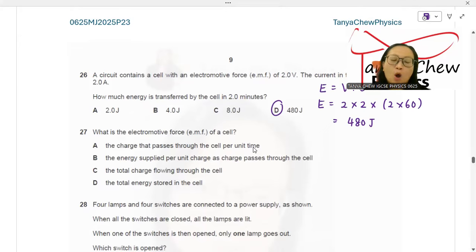Number 27. What is the electromotive force of a cell? A, the charge that passes through the cell per unit time. Charge per unit time, this is current, nothing to do with electromotive force. B, the energy supplied per unit charge as the charge passes through the cell. Sounds correct to me. C, the total charge flowing through the cell. That is still the charge. D, total energy stored in the cell. That is the energy, chemical, electrical energy. So B is the answer.